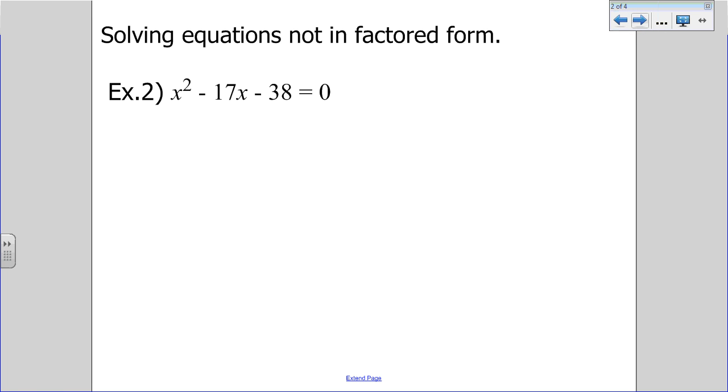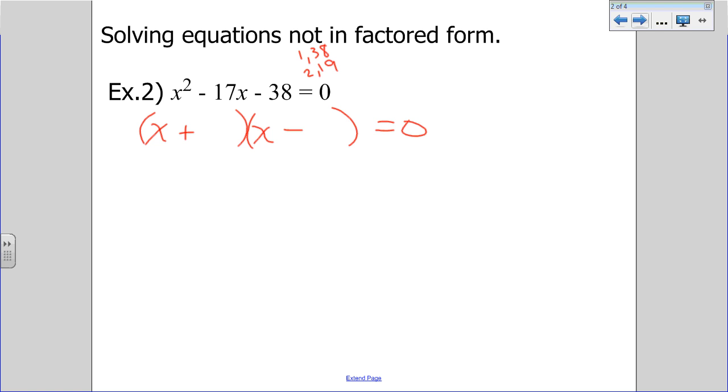So let's take a look at what happens when they're not in factored form. Well, when they're not in factored form, our goal is to factor. x squared is x times x. Negative 38 is a positive and a negative. And so I have 1 and 38, 2 and 19, 3 doesn't work, 4 doesn't work, 5 doesn't work, 6, 7, 8. I believe that's it. I believe we just have the 2 and 19.